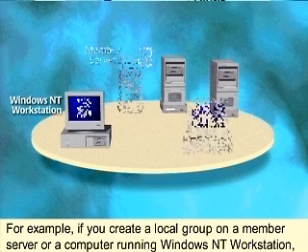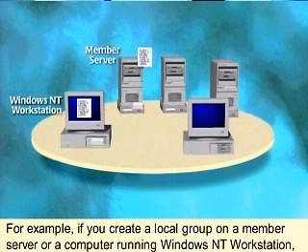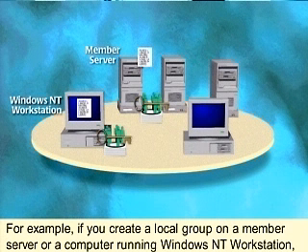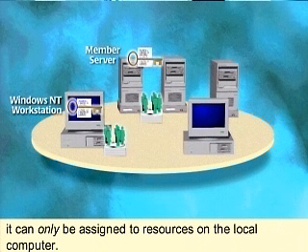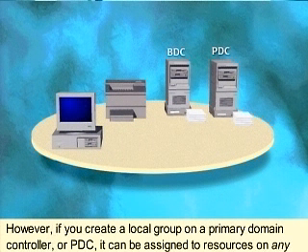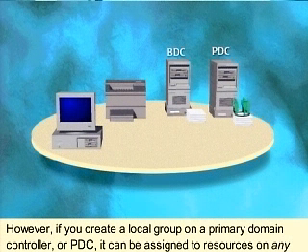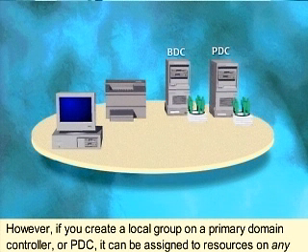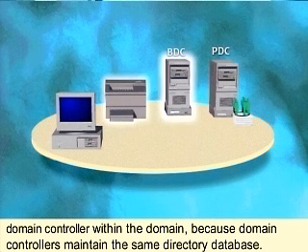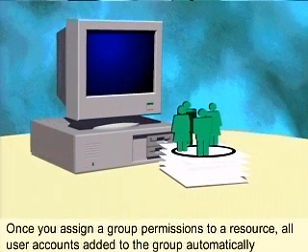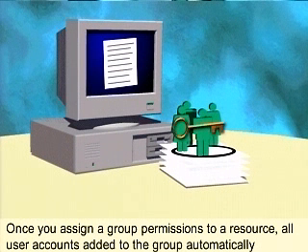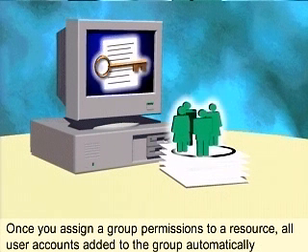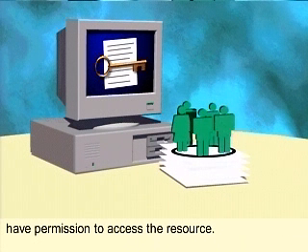For example, if you create a local group on a member server or a computer running Windows NT Workstation, it can only be assigned to resources on the local computer. However, if you create a local group on a primary domain controller, or PDC, it can be assigned to resources on any domain controller within the domain, because domain controllers maintain the same directory database. Once you assign a group permission to a resource, all user accounts added to the group automatically have permission to access the resource.